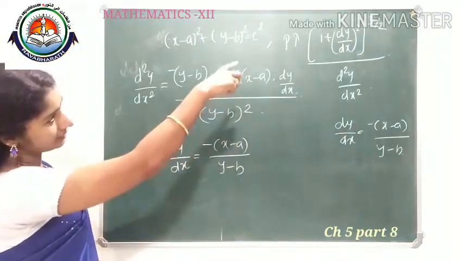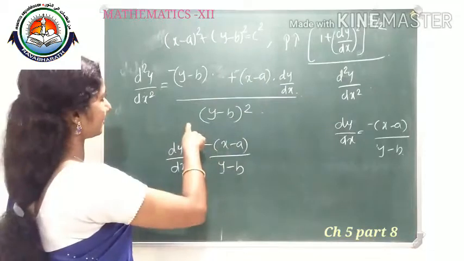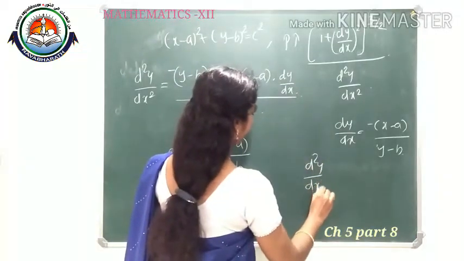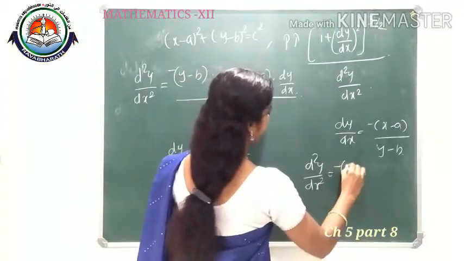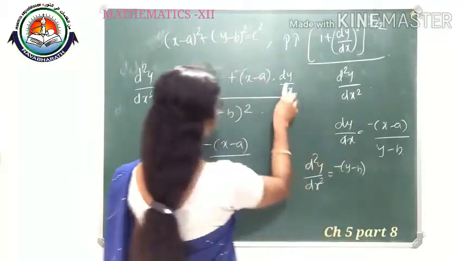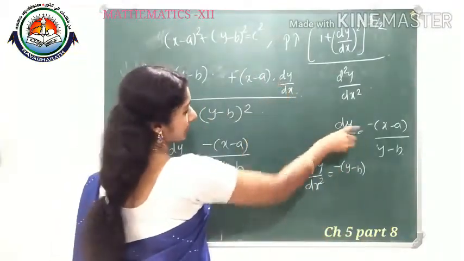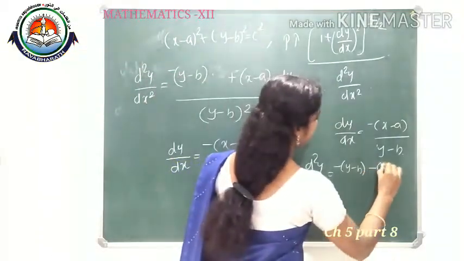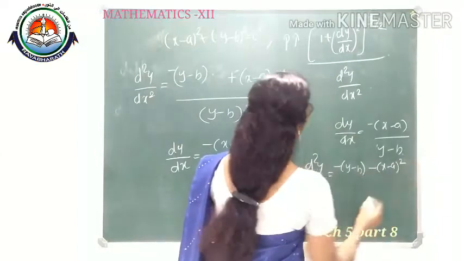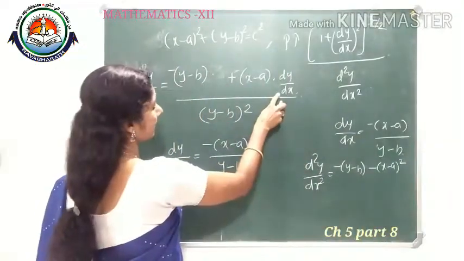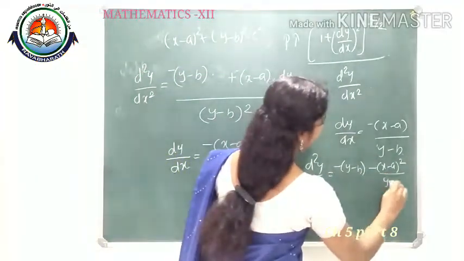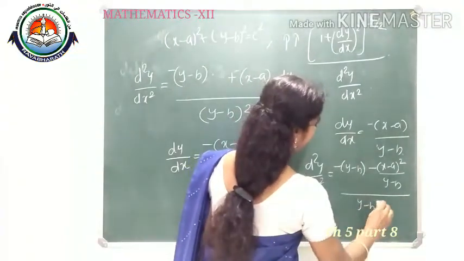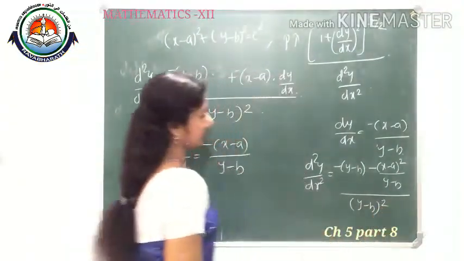Then in that one we are going to substitute. So, d2y by dx2 I am writing here separately. d2y by dx2 is equal to minus of (y minus b), and this dy by dx I am going to substitute that value. So, (x minus a) into minus of (x minus a) will come minus (x minus a) whole square divided by (y minus b), all divided by (y minus b) square.